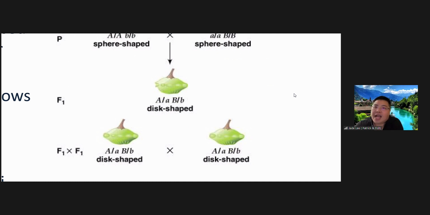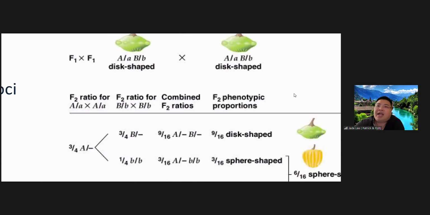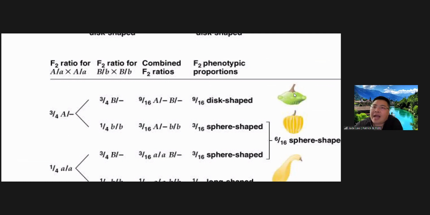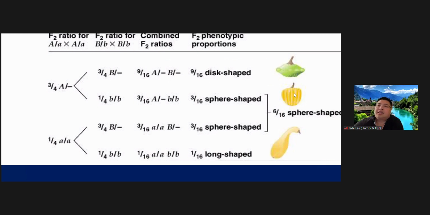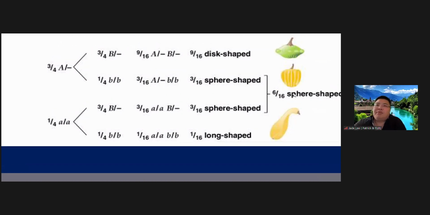Dan kamu kacukkan dalam F1 ni, F1 tu semuanya adalah disc shape, dan disc shape ni, the F1 ni you kacuk semula, kamu akan ada 6 adalah sphere shape dan satu ialah long shape. Alright? Punya tu. Right? Tu. Okay?